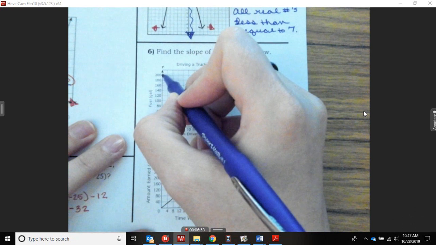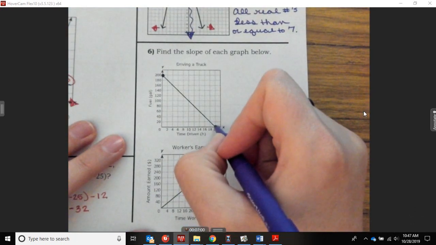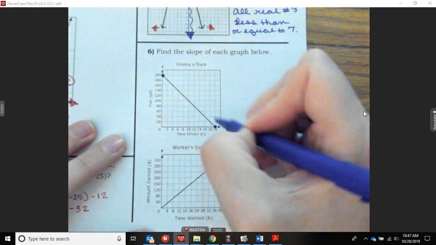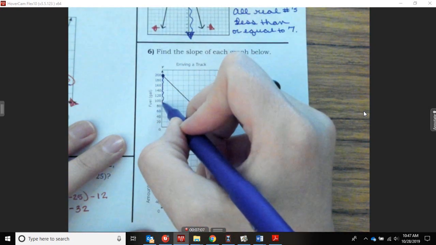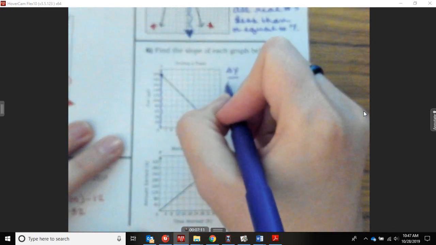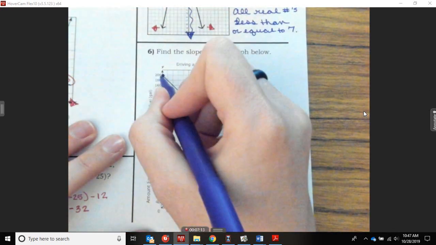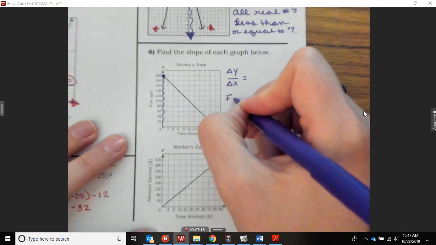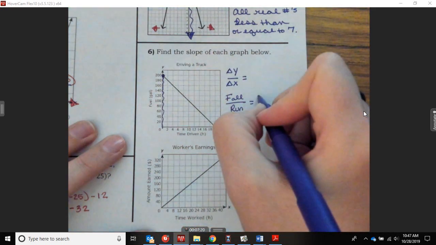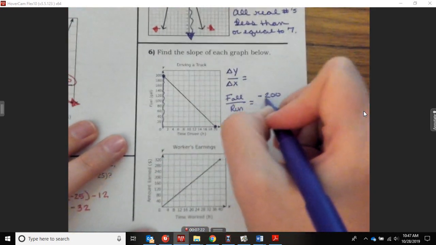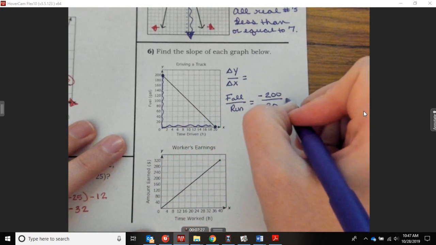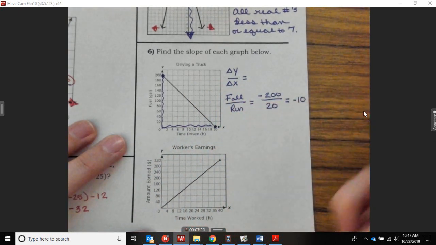Plot some points, right? You need 2 points no matter which way you find slope. If I look on a graph and I plotted these 2 points, I'm going down 200. Remember, slope is always change in y over change in x, or your fall and your run, because this time I'm falling, which is negative 200, and I'm running 20. If I simplify that, I get negative 10.